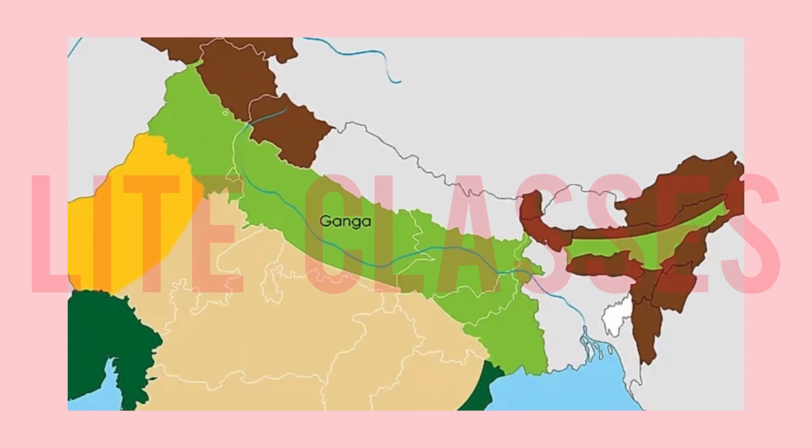The Great Plains, stretching from Punjab to Assam, are formed by the deposition of sediments by major rivers like Indus, Ganga, and Brahmaputra. They include regions like Punjab Plains, Haryana Plains, UP Plains, Bihar Plains, and Assam Plains.